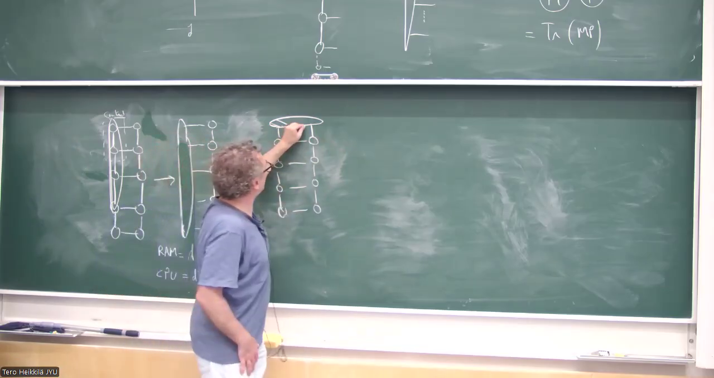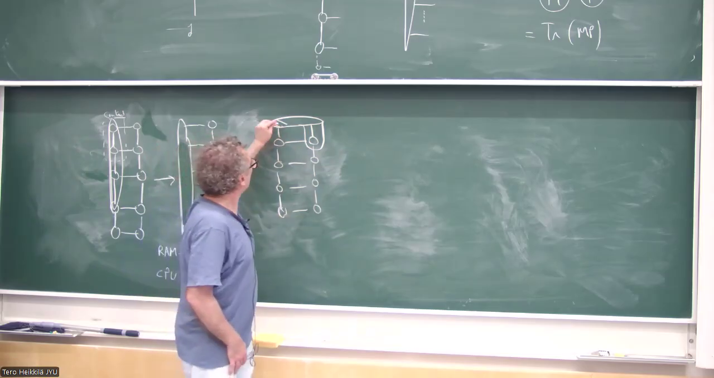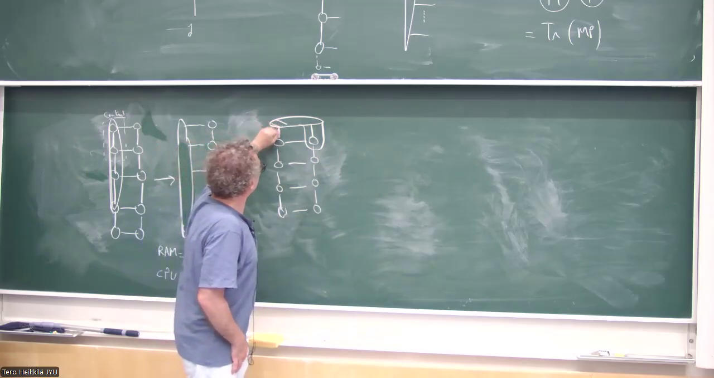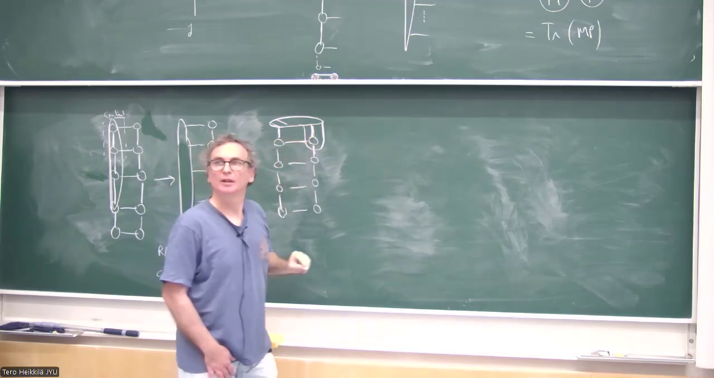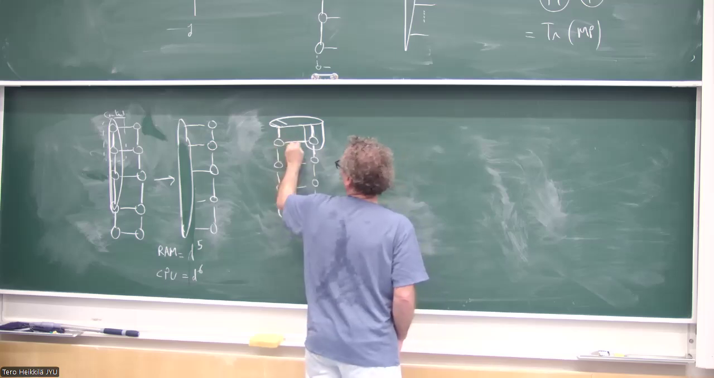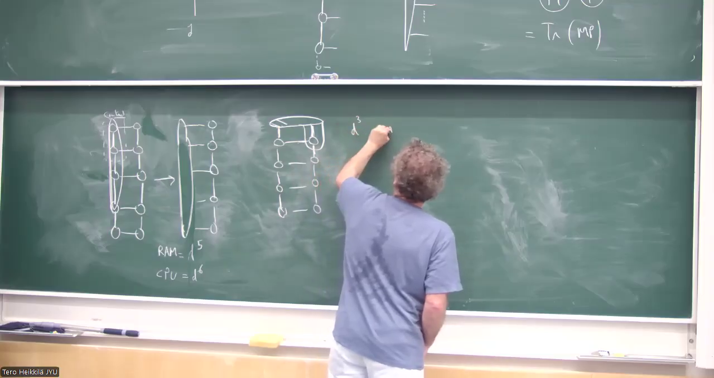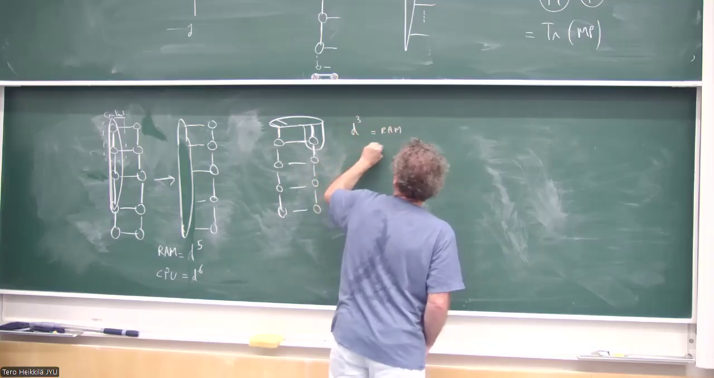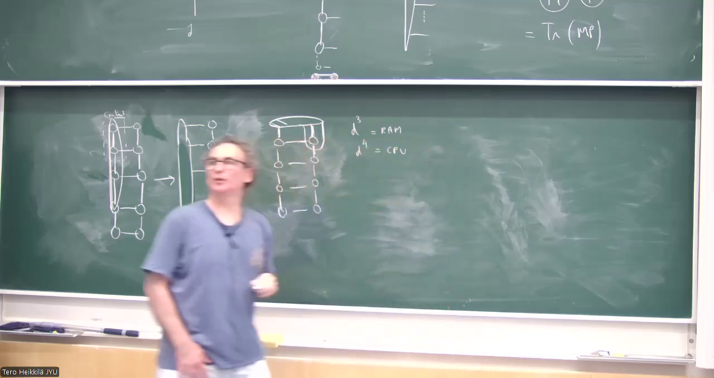Then I contract this one. So if I contract this one, here you see you have one which is d square, and this one is d square cube. So the total memory that you get at the end, you get something with 3 legs. So d to the 3, that's RAM. And the CPU, the total number of operations that you need to do, is d to the 4th.